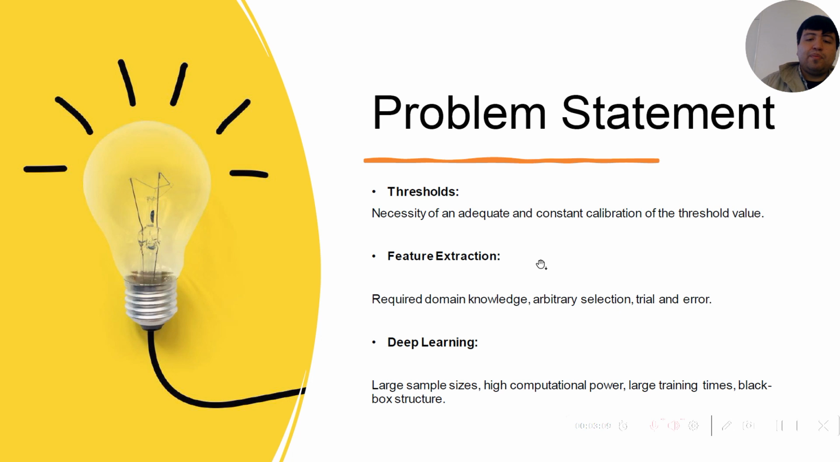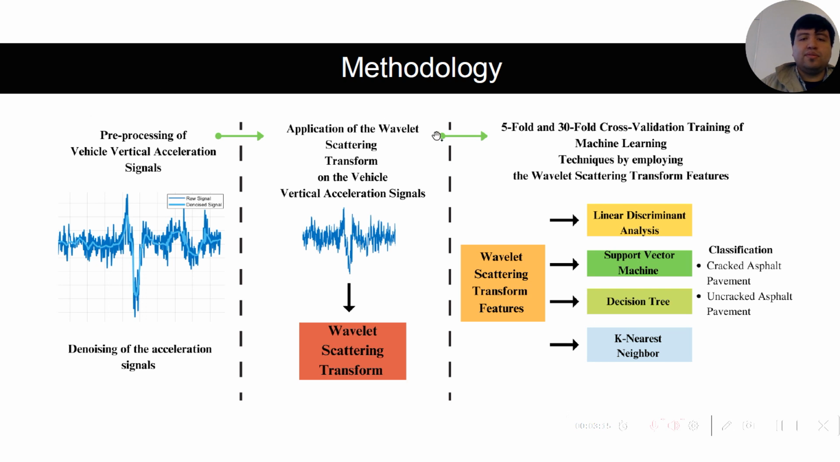So based on these approaches that are already available in the literature, what we proposed was to use the following methodology. In this case, we were using vehicle vertical acceleration signals. And instead of using feature extraction in the time and frequency domain or using deep learning, what we proposed here was to use a technique called the Wavelet Scattering Transform. And we apply this technique to the acceleration signals.